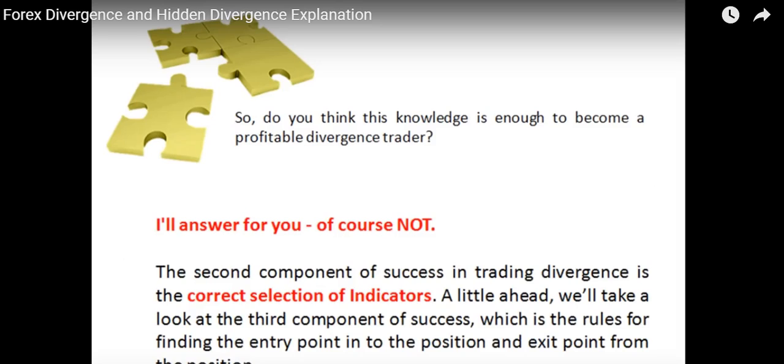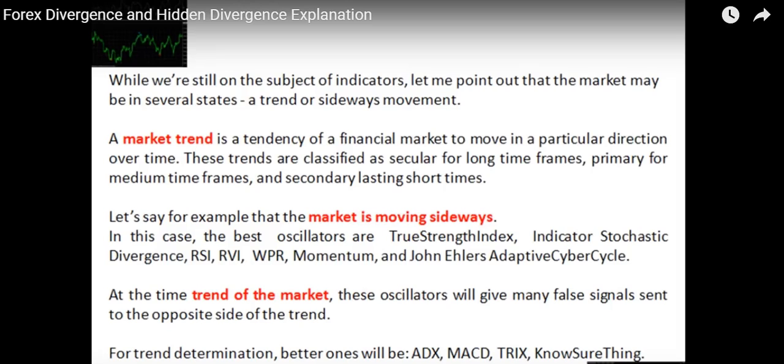So, do you think this knowledge is enough to become a profitable divergence trader? I can answer that for you. Of course not. The second component of success in trading divergence is the correct selection of indicators. A little ahead, we'll take a look at the third component of success, which is the rules for finding the entry point in the position and exit point from the position.